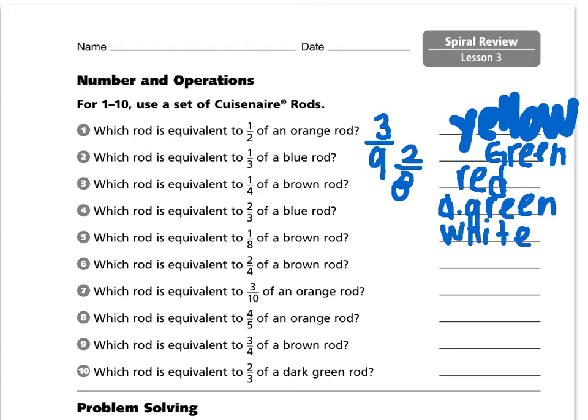Which rod is equivalent to 2/4 of the brown rod? Well, I know that 2/4 is 1/2. The brown rod is 8, so half of 8 is going to be 4. So the 4th one is going to be the purple rod.